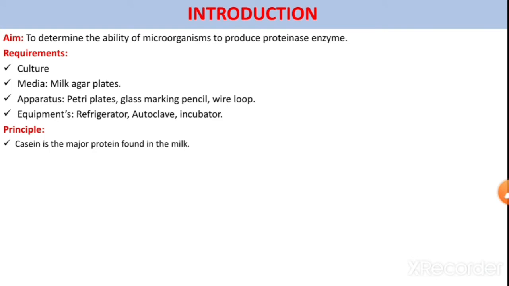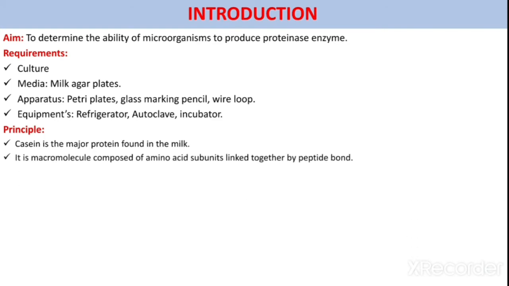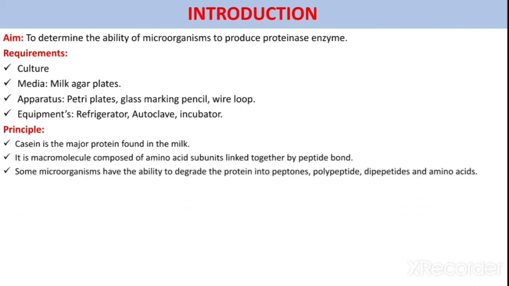Principle. Now casein is the major protein which is found in the milk. It is a macromolecule composed of amino acid subunits linked together by the peptide bond. Some microorganisms have the ability to degrade the protein into peptones, polypeptides, dipeptides and amino acids. This process is carried out by the proteases and is known as peptonization or proteolysis.